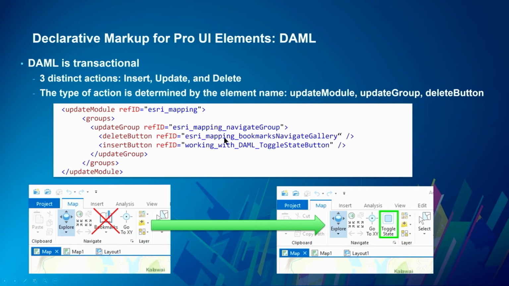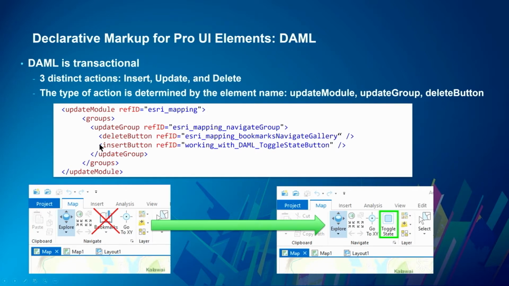This is called Esri mapping bookmarks navigate gallery button. And I want to remove this. So you can see here on the right side, once I execute this, the existing mapping tab has been modified where the navigate group now is missing the bookmarks button. It's gone. We have the fixed zoom out buttons, and then we have the go to XY button. So the bookmarks button is not there anymore.